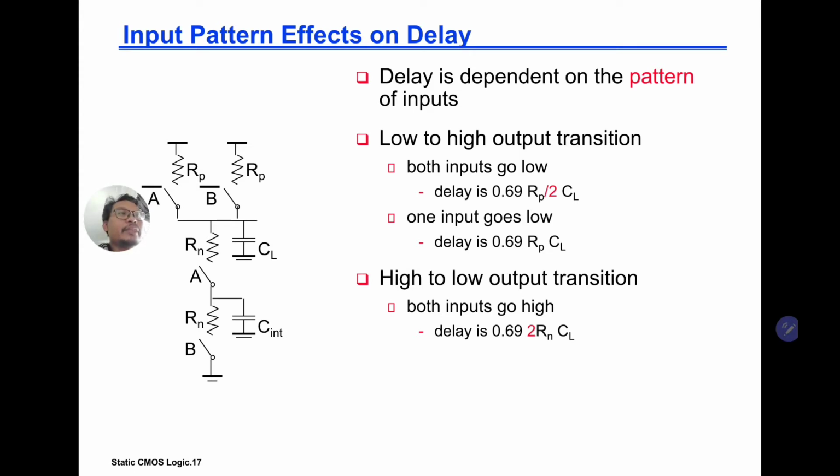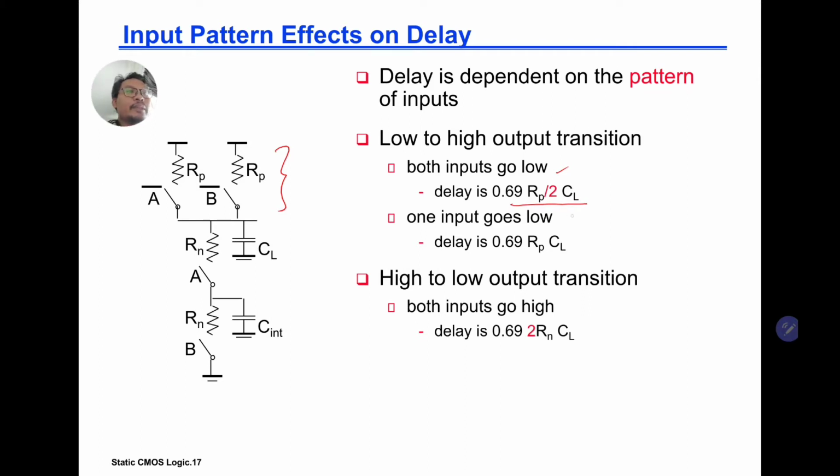Low to high output transition. So in the case of both inputs going low, okay, so 0, 0 on A and B. So if you put 0, 0 on A and B, which one is on? So your PMOS is on, so it's going to charge quite fast, right? Because now you have the resistors in parallel. Okay, so your delay is actually 0.69 RP/2 CL.